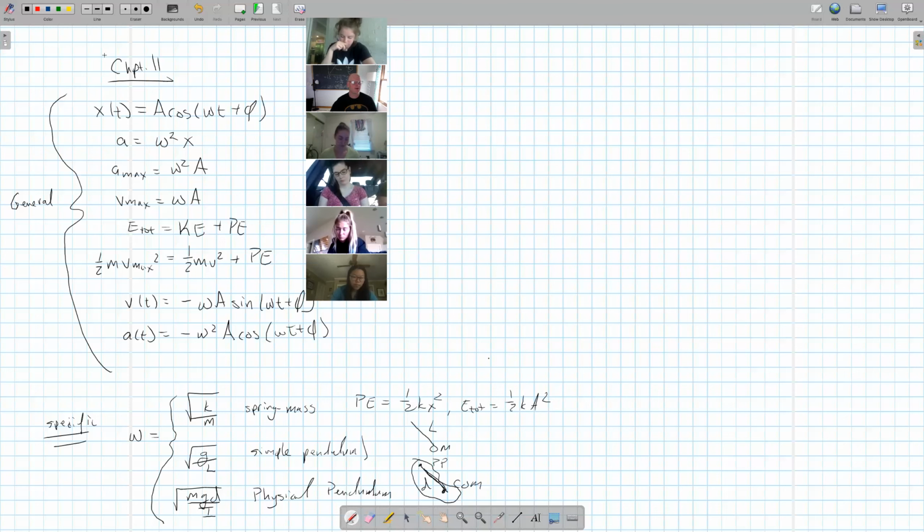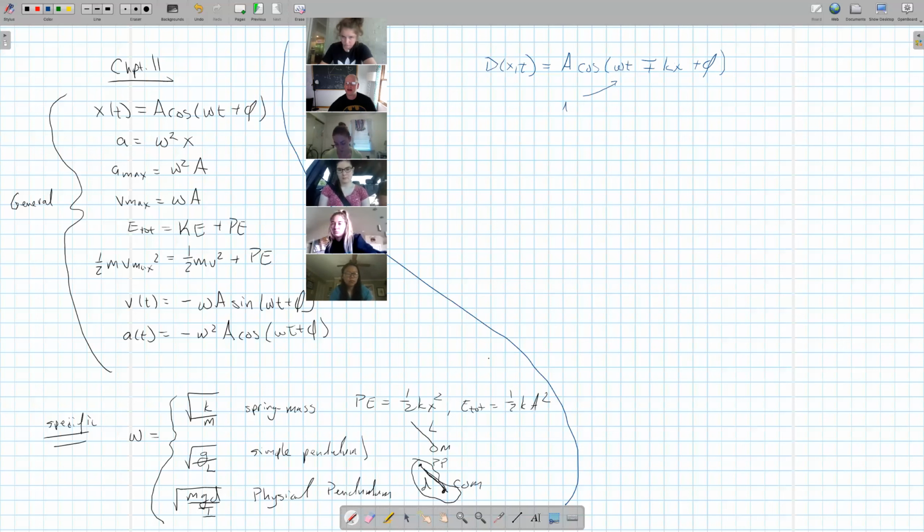And then the next part of chapter 11, we spent talking about waves. So let's talk about waves. First things first, we have the displacement as a function of time and position was equal to A times cosine of omega t minus or plus k x plus phi, where again, omega here is the same as below, the angular frequency.